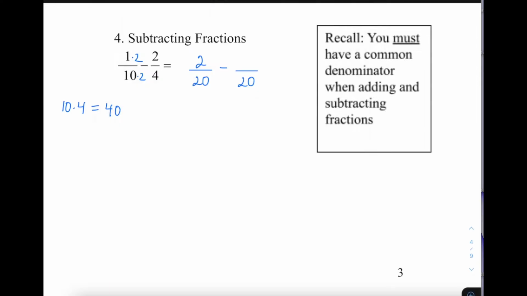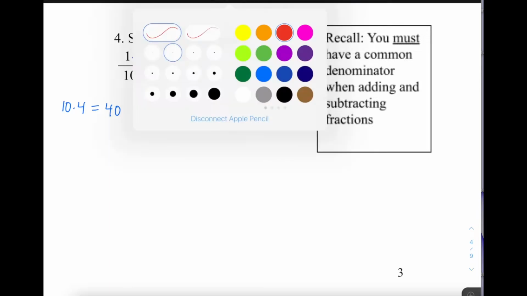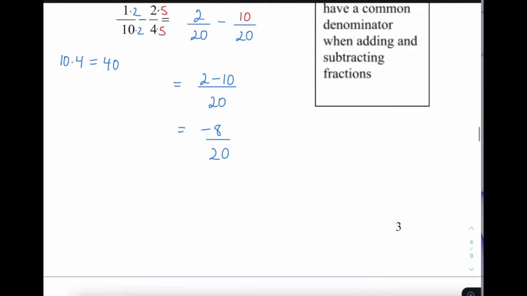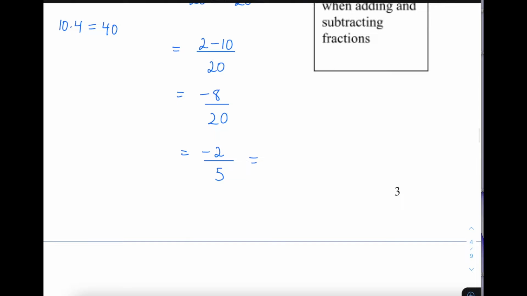And then for my second one, I would multiply the denominator and the numerator by 5. And now I can write them over the same denominator. And in this case, I'm subtracting. So I get -8 over 20. And I can reduce by dividing both the numerator and denominator by 4. Now, another way to write this is if I pull the negative sign in the front like this, so that it's in the front of the fraction, and we'll talk about that in a moment on the next page.